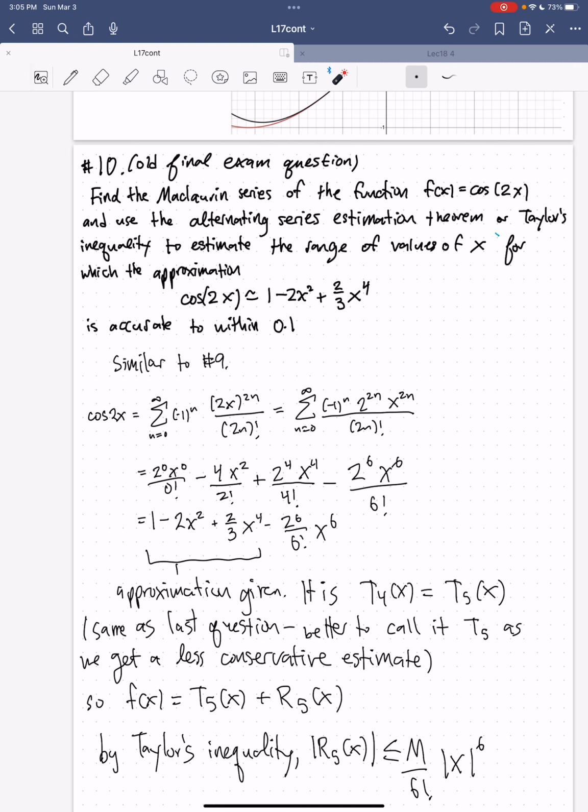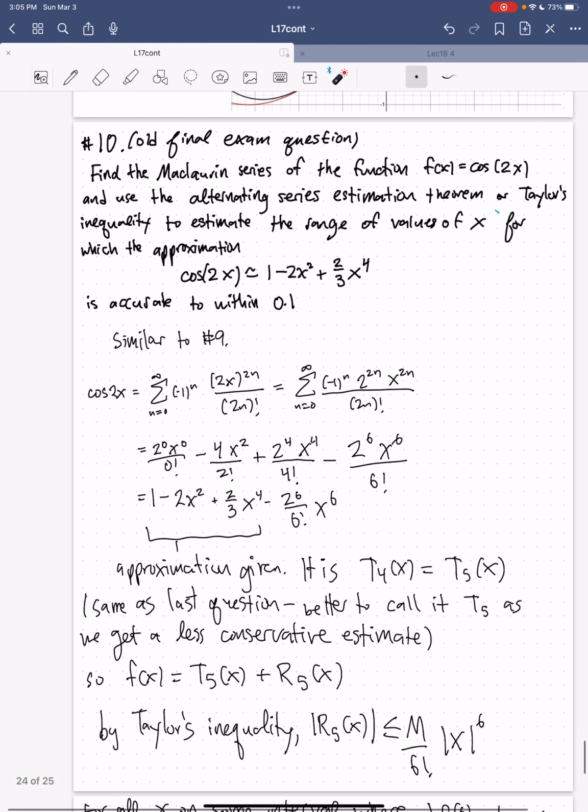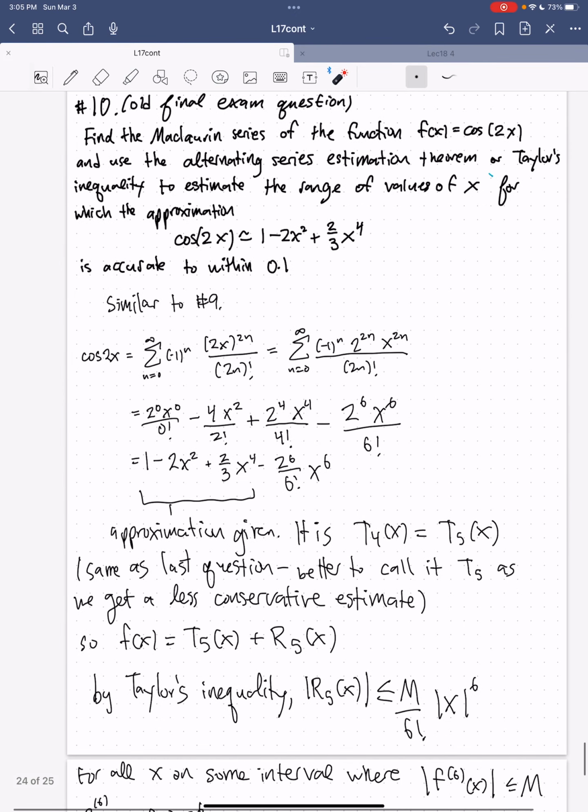So this is pretty similar to the last example we did. Cos 2x, we just plug in 2x to the usual series for cos x. So that's there. We can rewrite it, take out the 2, so we can now have whatever the coefficient is. And then plugging in different values of n to expand the series, we can see that the approximation that we're given is just like these first three terms here.